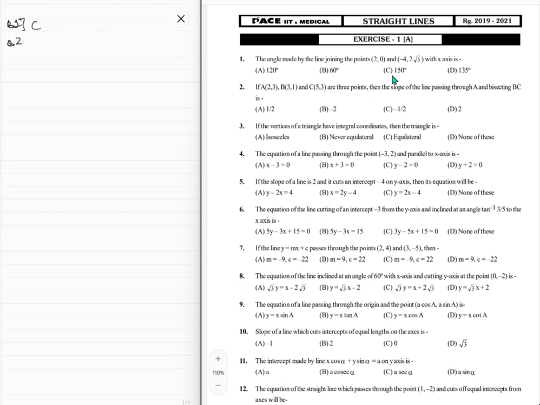Next we have question number 2. If A, okay, these 3 points, then the slope of the line passing through A and bisecting BC. Okay, bisecting BC, just find the midpoint of B and C. So the midpoint will be 8 upon 2 is 4, comma 4 upon 2 is 2, right? And from A to that point, we want the slope of that. So 3 minus 2 is 1 upon 2 minus 4 is negative 2. That's negative 1 upon 2 is the slope. Tan theta, slope basically, is negative 1 upon 2. And that's all we need, the slope of the line. Yeah, so C is the way to go. Next.